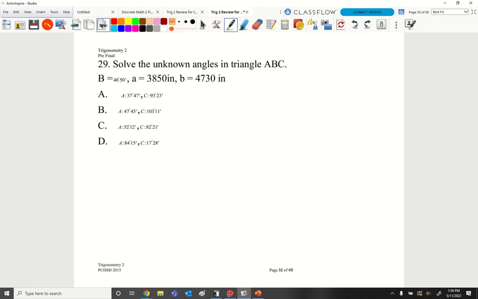So in this, it's going to be 30 over sine 48 degrees equals, what's going to be on top? I got to have little a, 38.50 over sine of big A. But how do you go from B to A?